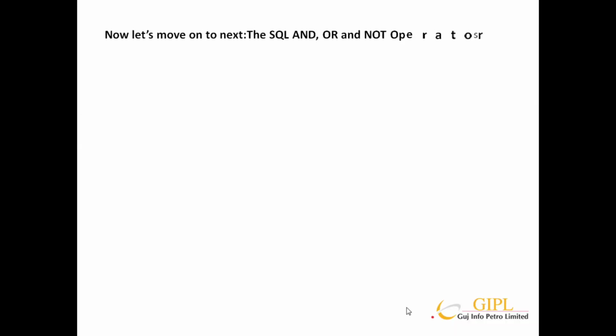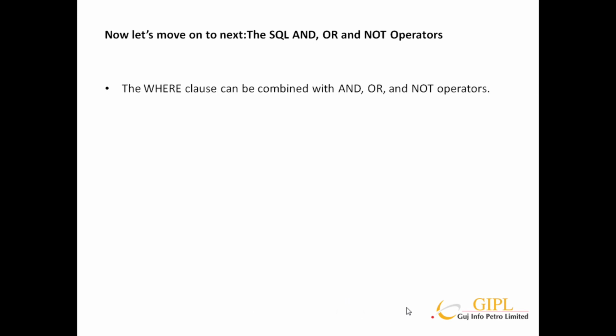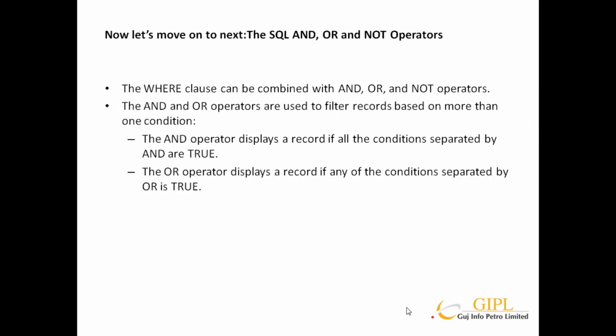Now let's move on to the next, the SQL or, and, not operators. The where clause can be combined with or, and, not operators. The and, or operators are used to filter records based on more than one condition. The and operator displays a record if all the conditions separated by and are true. The or operator displays a record if any of the conditions separated by the or operator is true.